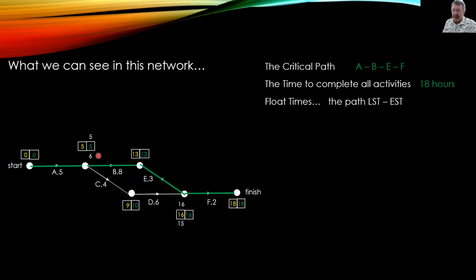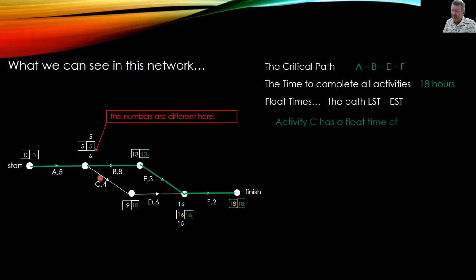We can see up here, the numbers are different. We've got the 6 there on that path, and we've got the 5 there. You can see the 5 and 5, they're the same. That's up on this critical path. The 6 down here is different. So that refers to activity C. So activity C, its LST is 6, its EST is 5. So just down here, 6 minus 5 is 1 hour.